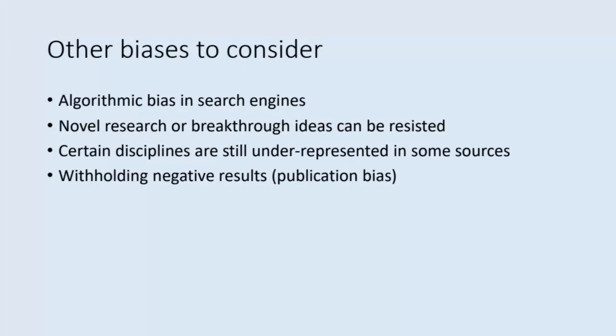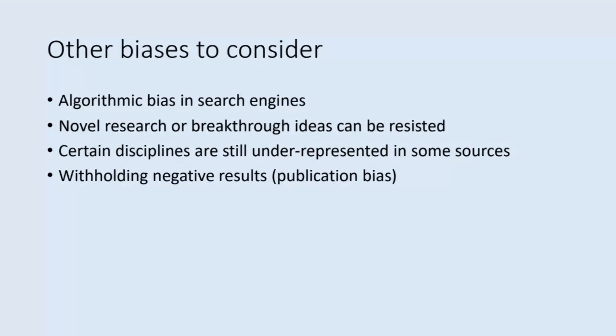And someone also put this in the chat about withholding negative results. It's much harder to get something published if it's showing a negative or null result, but those results are still really important to us. So how do we access that? That might be through grey literature searching or finding information in conference proceedings.